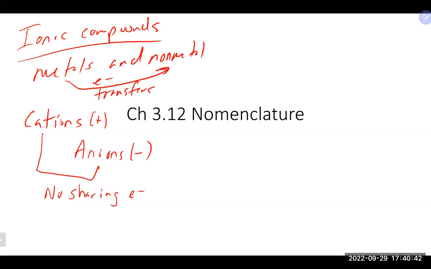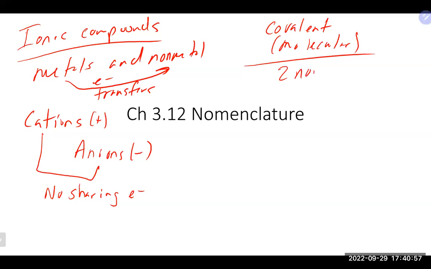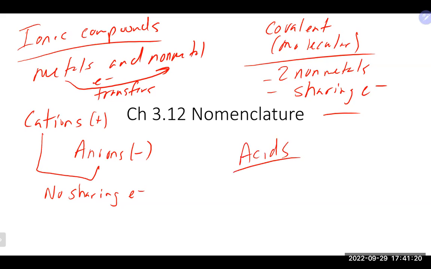The way we name ionic compounds is different from the way we name covalent compounds or molecular compounds, which, as we talked about with bonding, are two nonmetals together. Here we have some type of sharing of electrons, and that sharing may be equal or unequal. That's not really important in terms of the naming part of it. But again, these types of compounds are named differently than ionic compounds. Towards the end, we'll also get into naming acids and how we go about naming those as well.